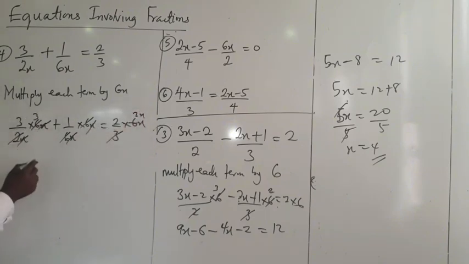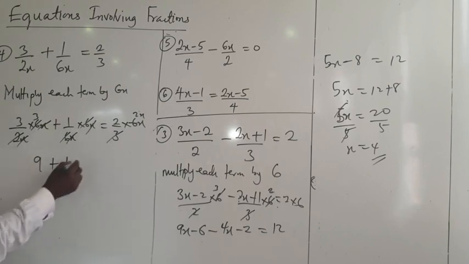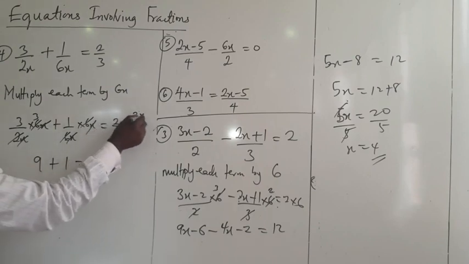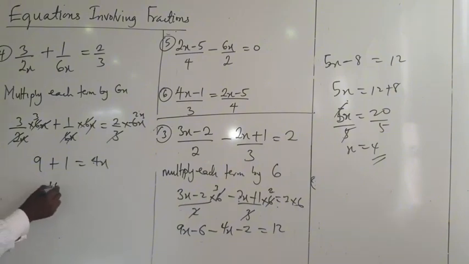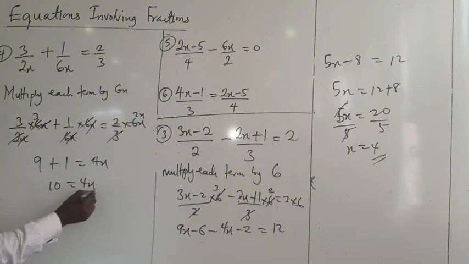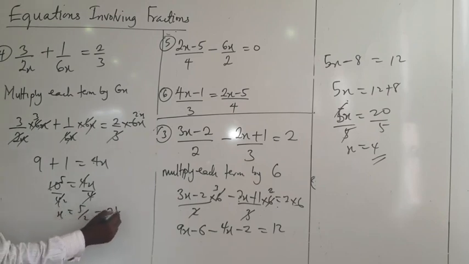So 3 times 3, that is 9, plus 1, alright, equals to what? This is 2x. 2x times this will give us what? 4x. I hope I'm making sense. Alright? So that means we have 10 equals 4x. We divide both sides by what? By 4. So 4 cancel 4. So 2 here 5, 2 here 2. That means x equals 5 over 2, which equals 2.5.